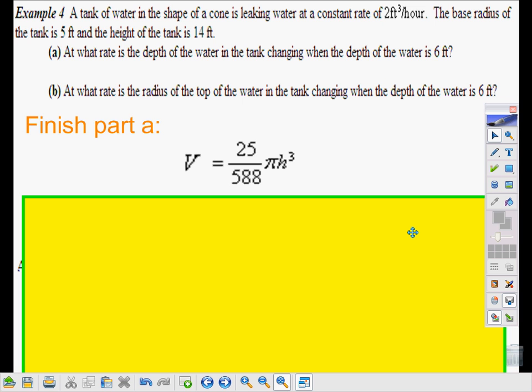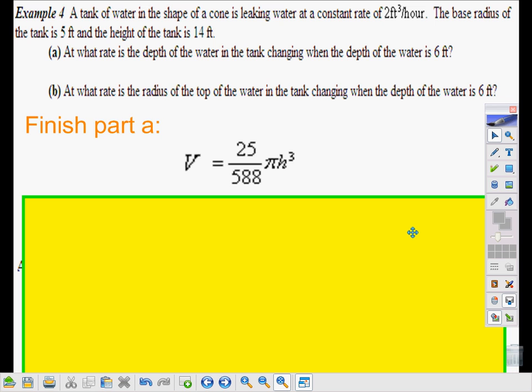Don't forget, 25/588 pi is the coefficient. Yes, Elsa? Why do you plug it into the original one again? Because you don't want a function of r and h, because when you differentiate it, you got r primes and h primes. You only want to get the prime of the letter you're looking for.